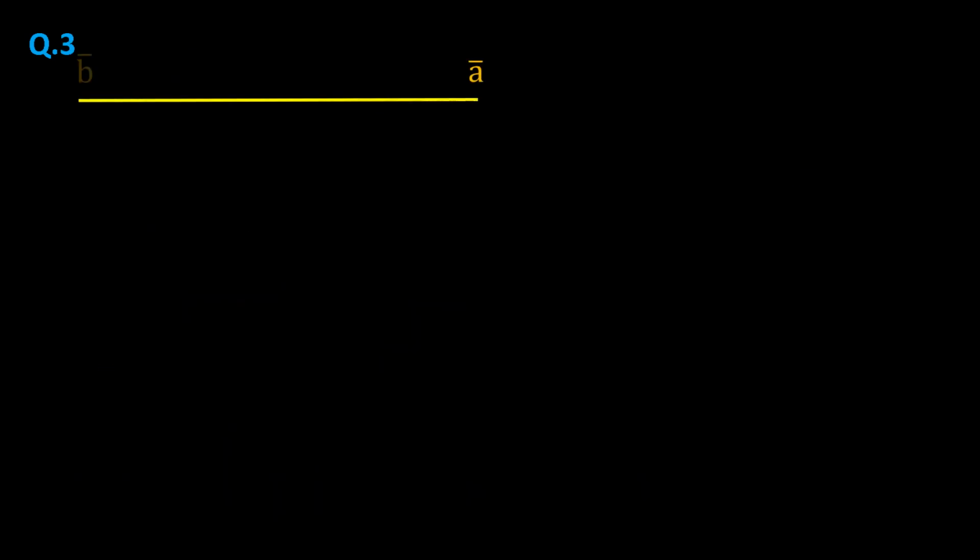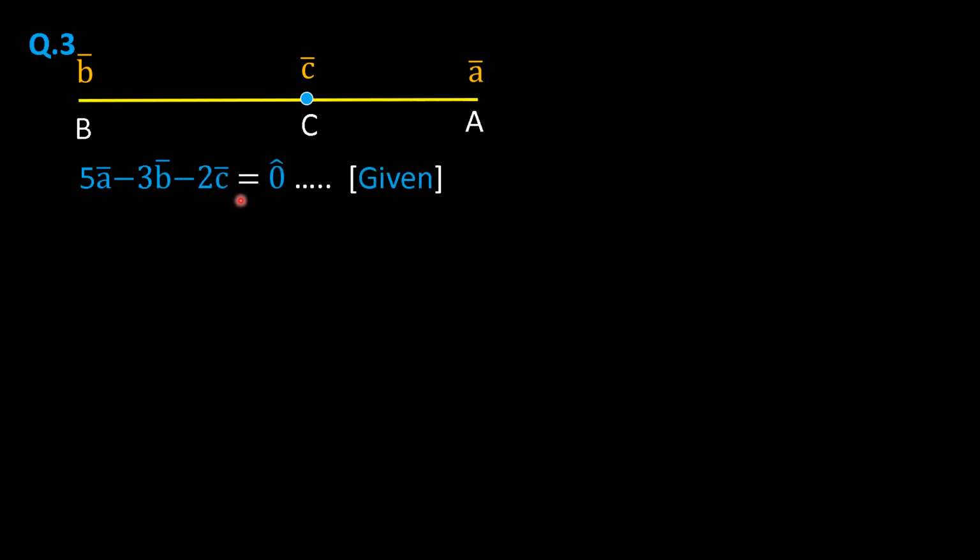If a bar, b bar, c bar are position vectors of points A, B and C, and it is given that 5a bar minus 3b bar minus 2c bar equals a zero vector, then we have to find the ratio in which point C divides segment BA.